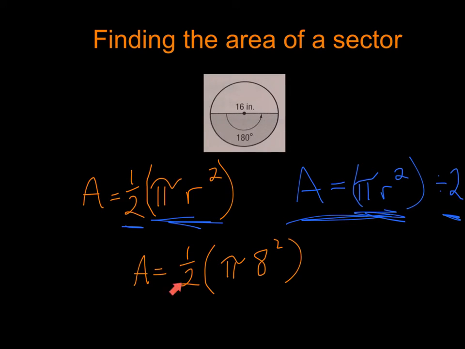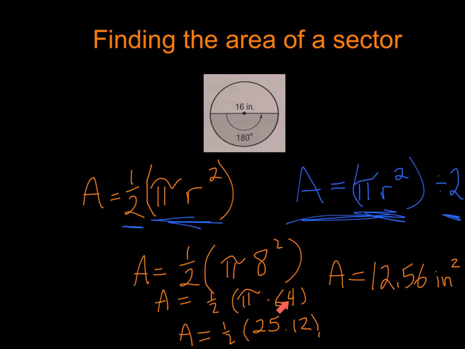Here I've written down my formula and plugged in my numbers, and I knew that this diameter, half of that, would be the radius, so that's 8. That's what I plugged in there. Now once I go through and solve the rest of the way, you can see here that after I did 64 times pi, I got 25.12, and then I took half of that, just by timesing by 0.5, or I could have divided by 2, same thing, and I got 12 and 56 hundredths square inches.